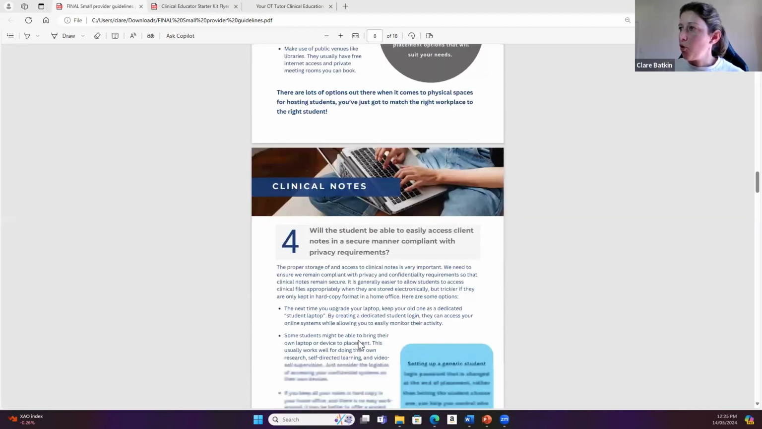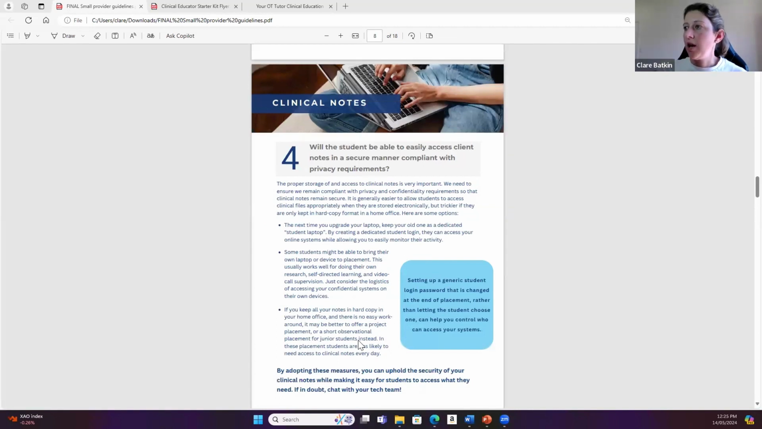Keep going to number 4, which is all about the clinical notes or documentation. So will the student be able to easily access client notes in a secure manner compliant with privacy requirements? Obviously the storage and how we use information, how the students can access client notes, is really important. So keep in mind that whatever programs you're using could change how you do things.